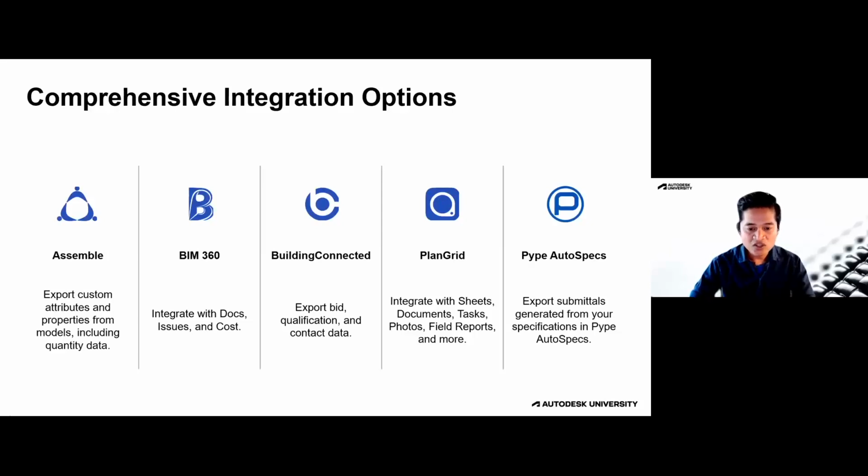As I mentioned, we do provide connectors to a variety, or really to all, of the ACS product line. So again, we'll be focusing on Assemble, but other customers are using ACC Connect to connect data from BIM 360 to BuildingConnected to PlanGrid, as well as Pipe. Next slide.